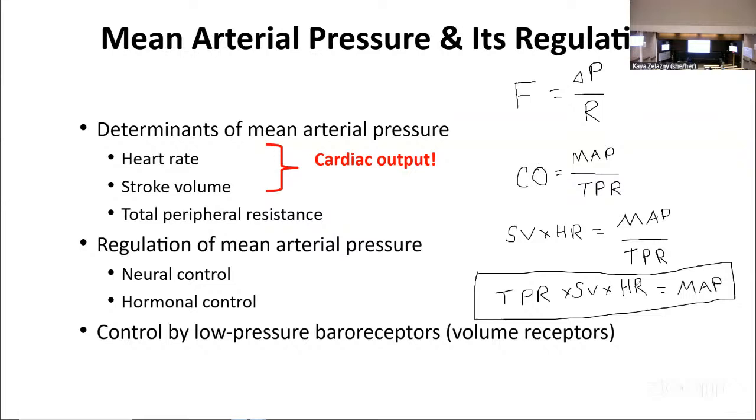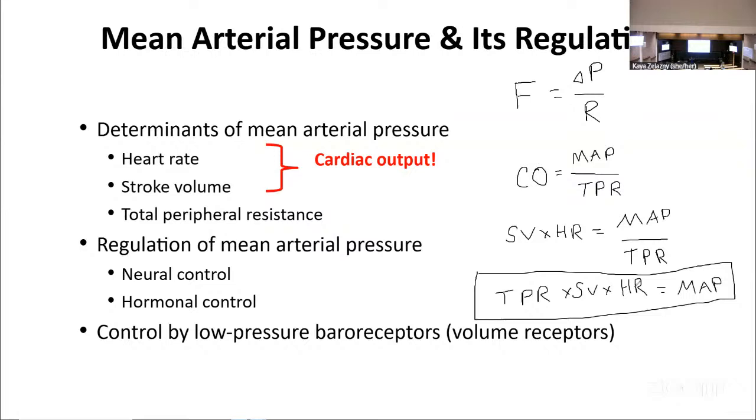Anytime we increase any one of those factors, we see an increase in mean arterial pressure. And anytime we drop them down, we drop down our mean arterial pressure. So we can do that with nerves, we can do that with hormones, and we are going to need to be able to sense what our mean arterial pressure is, because your body wants to regulate mean arterial pressure.